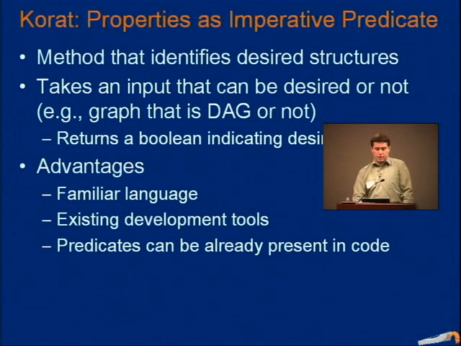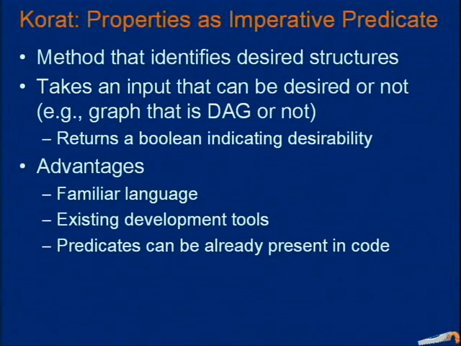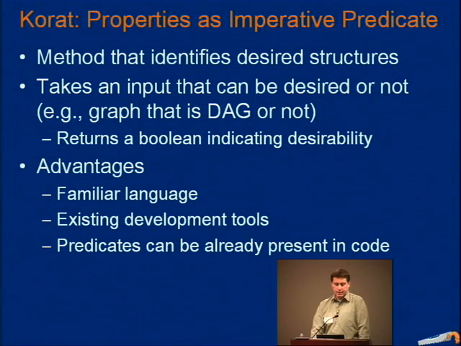As I said, we worked on a number of languages and approaches for how to do that. The one that I'll describe is something that we call Korat. And the idea here is to describe these properties as imperative predicates. An imperative predicate is basically a piece of code, say written in Java, that identifies these desired structures. So the user will have to write a piece of code. I'll show that on the next slide. And this will take an input that's either a DAG or not.